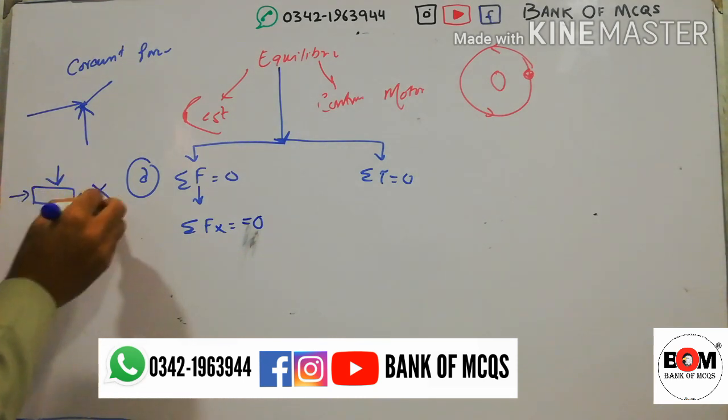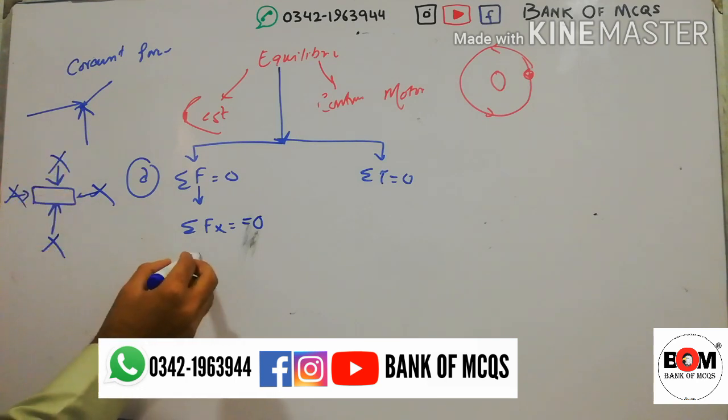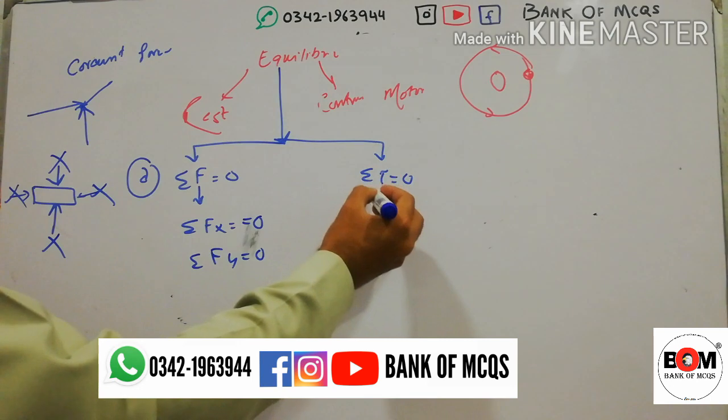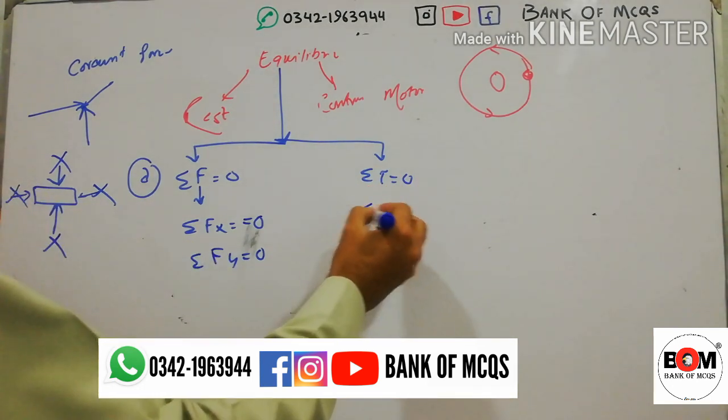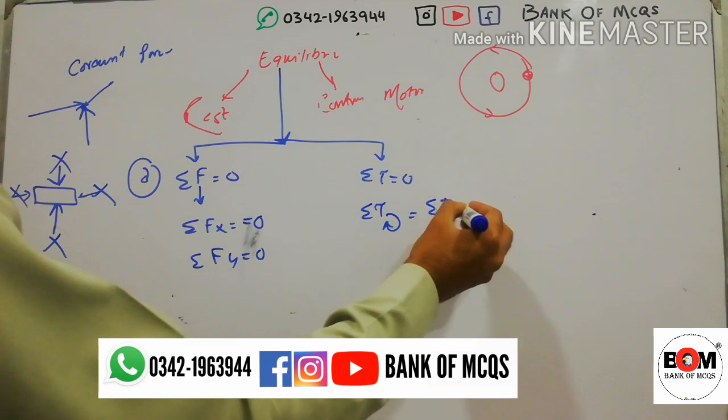These x forces will cancel the effect of each other, and if the y components cancel the effect of each other, we can say the body is in equilibrium. Or the sum of all torque is equal to 0. It means that clockwise torque is equal to anti-clockwise torque.